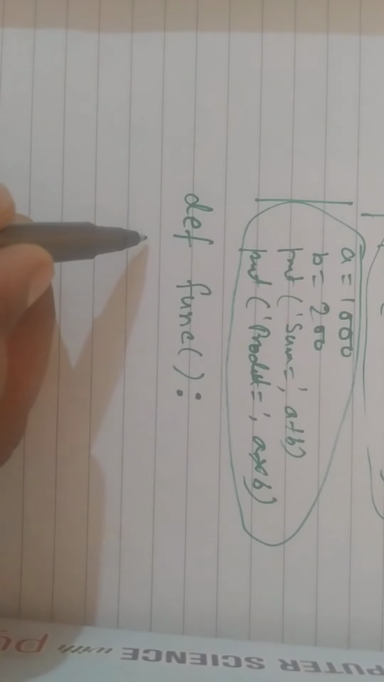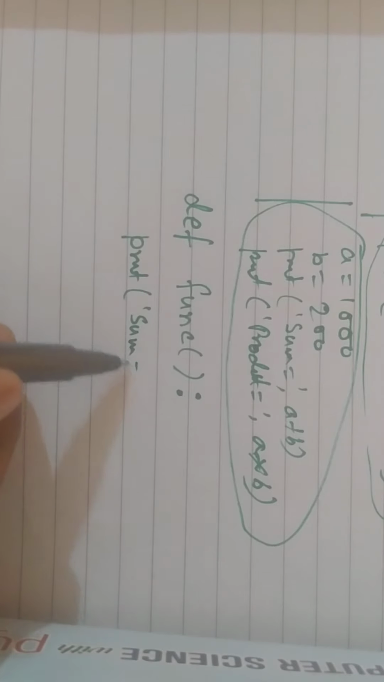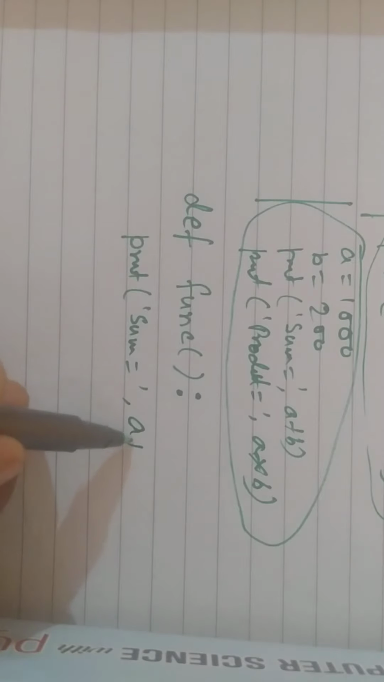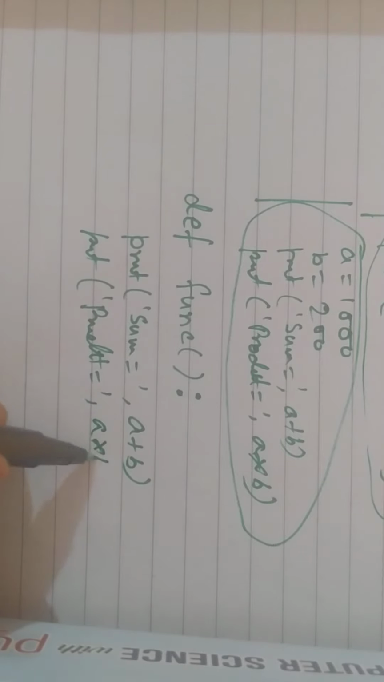Now, in this, we can write different codes which we require repeatedly. Here we need print sum is equal to a plus b. Print product is equal to a into b. But we are not having the values of a and b here in this function. What can we do?